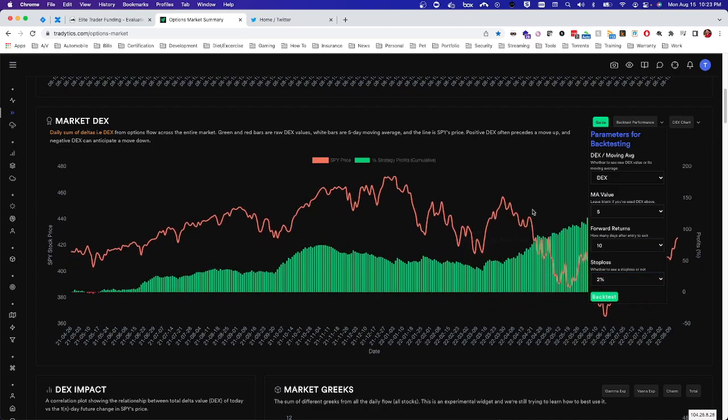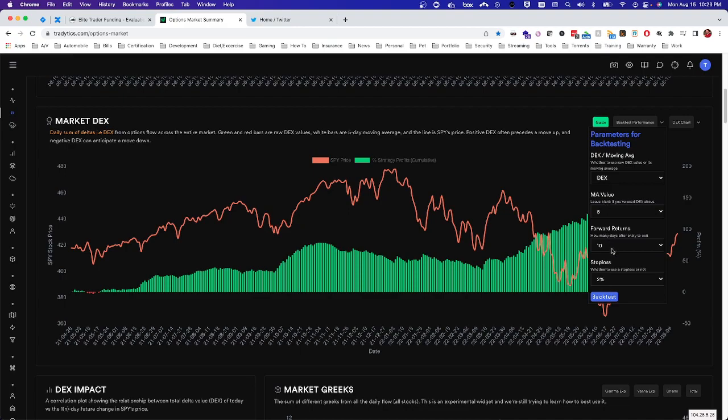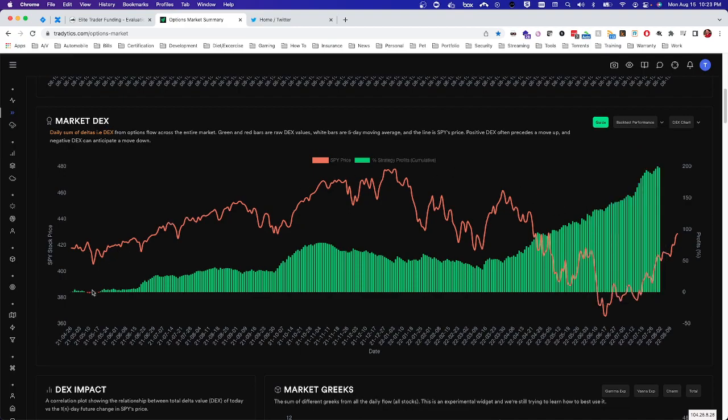You can actually hit backtest. And this is an incredible equity curve. If you look at this, it's essentially saying that if we did exactly that, so when the delta exposure flipped green and we bought, or when it flipped red, we sold, and we just put a 2% stop loss on SPY's price, and we closed out of that position within 10 days, this would be our equity curve. So you can see it starts out pretty green, and then we go negative for a little bit. So we have a little bit of drawdown here, but nothing too crazy.